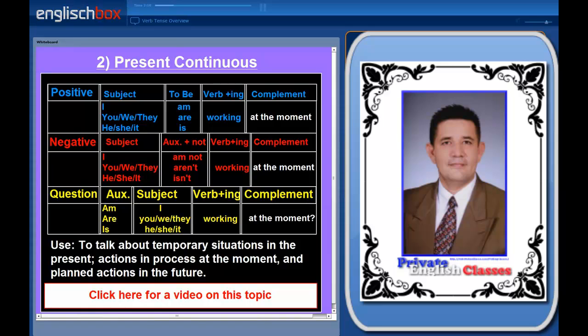So for example, I am working at the moment. In negative, we make the auxiliary to be negative, so am not, aren't, or isn't in the contracted form. And this is followed by, like in the positive form, the verb plus ing. In the question, you have to invert the auxiliary, the verb to be, and the subject. So am I, are you, or is he? For example, are you working at the moment?